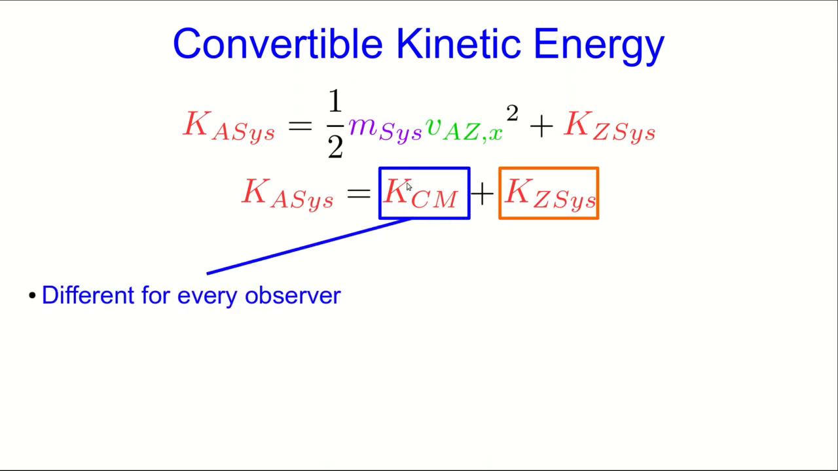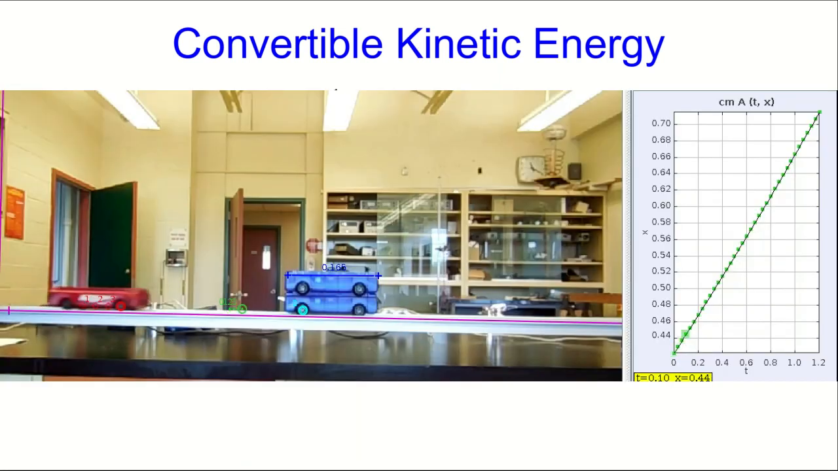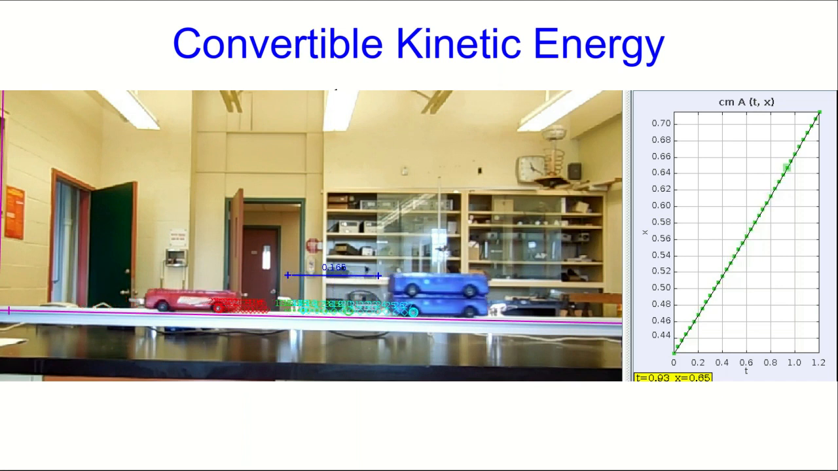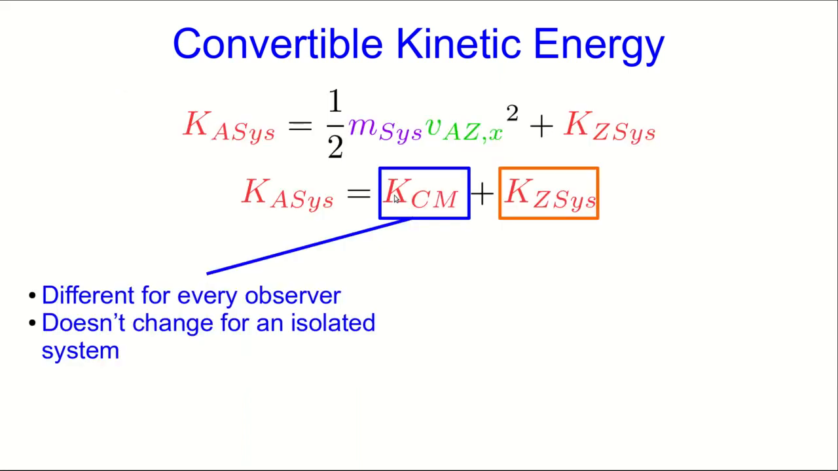This kinetic energy of the center of mass is going to be different for every observer, because every observer in general is moving at a different velocity relative to the center of mass. And we've seen already in an earlier video lecture that the center of mass for an isolated system moves at a constant velocity. And so we expect that for isolated systems, this kinetic energy of the center of mass doesn't change.